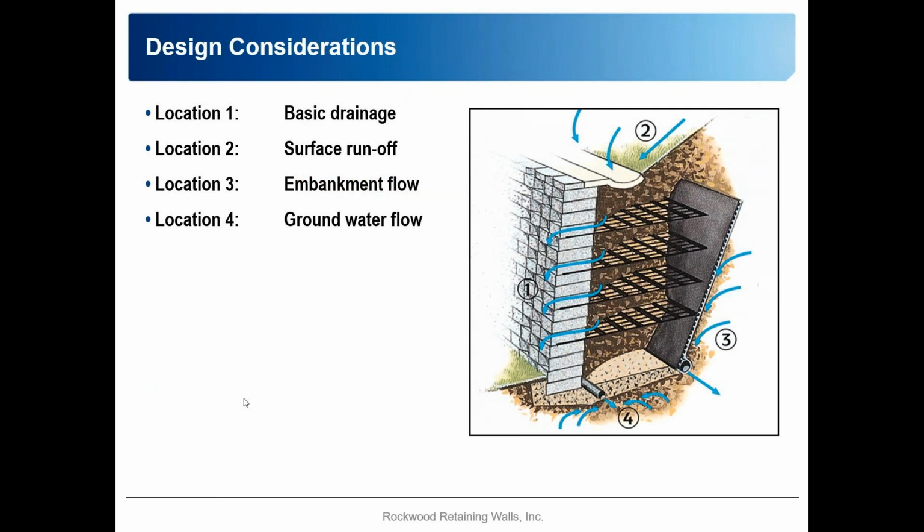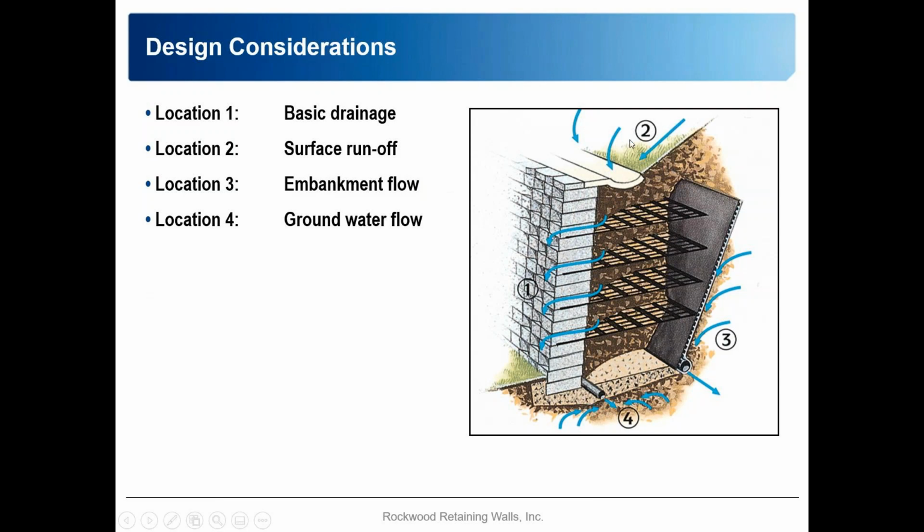So, drainage considerations. We've talked about number one already. That's kind of our drain zone, 1 foot behind the wall, as well as drain rock that's placed in between and within the units. That's kind of our first line of defense.